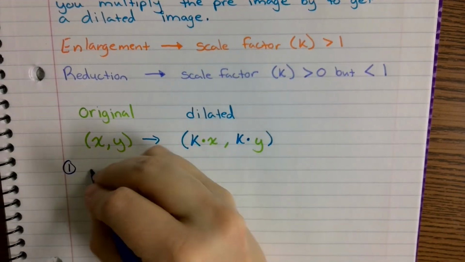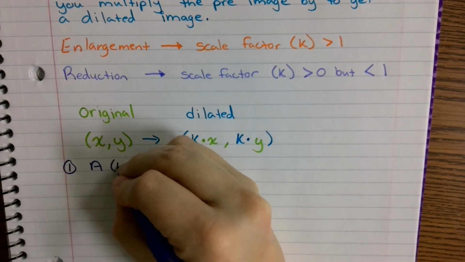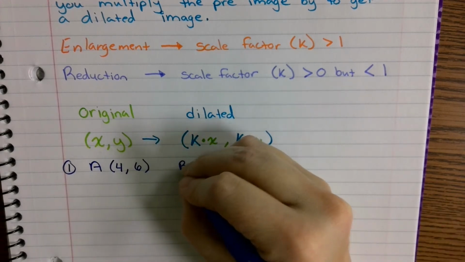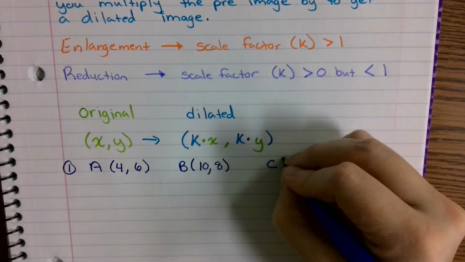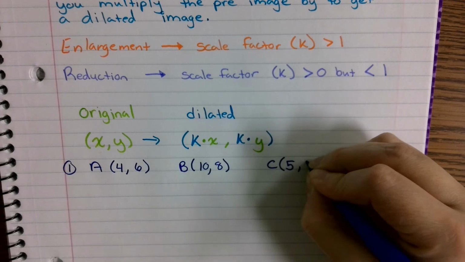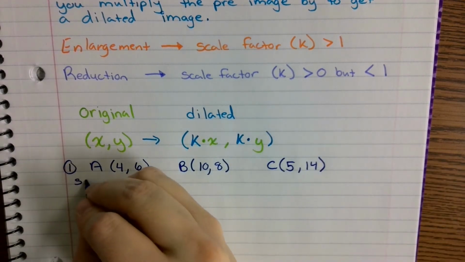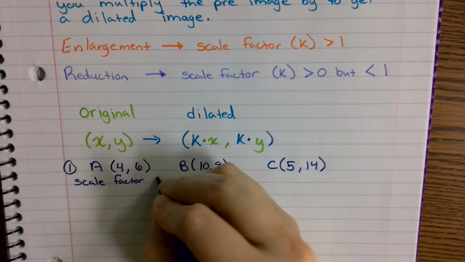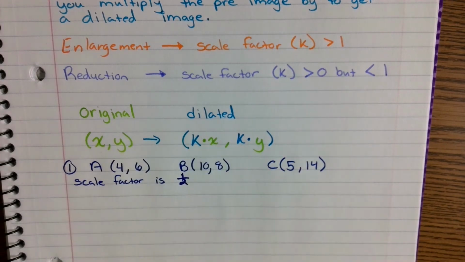Okay, so let's try one on our own. Let's say that we have a triangle, and the triangle has points A, B, and C, and point A is at 4, 6. Point B is at 10, 8. And point C is at 5, 14. So those are the coordinates. And then my scale factor is 1/2.